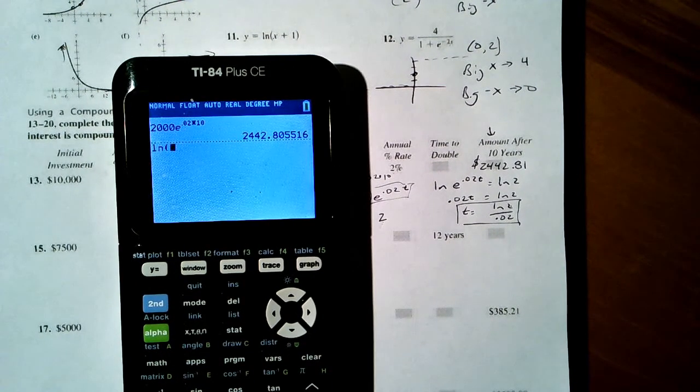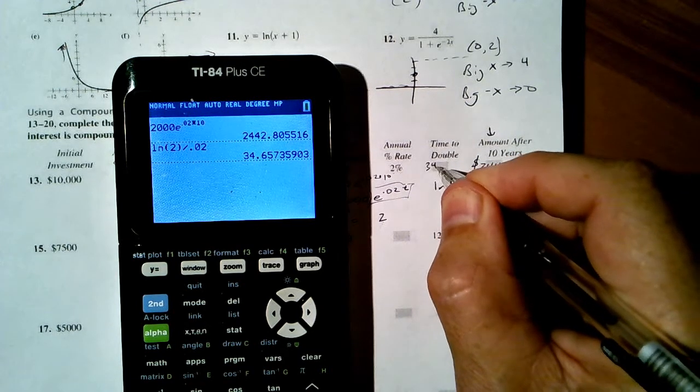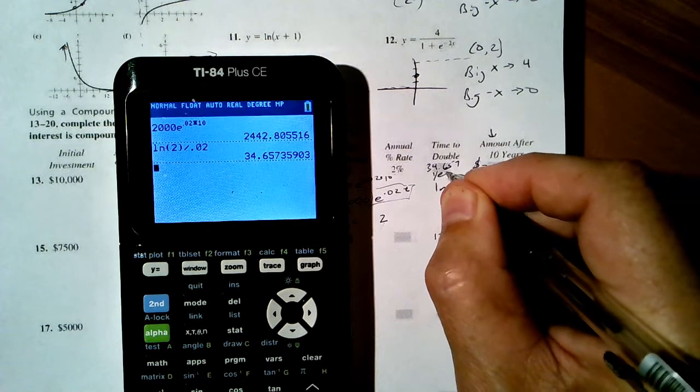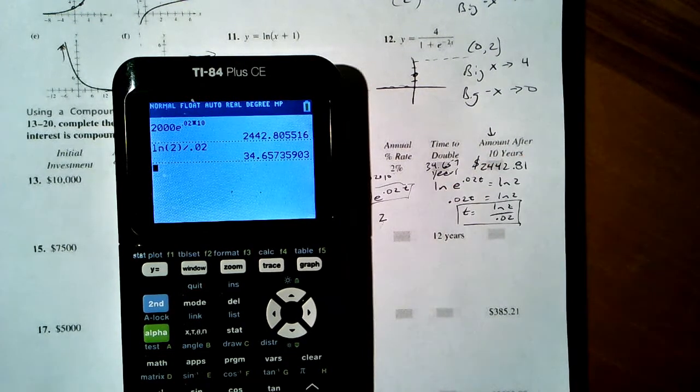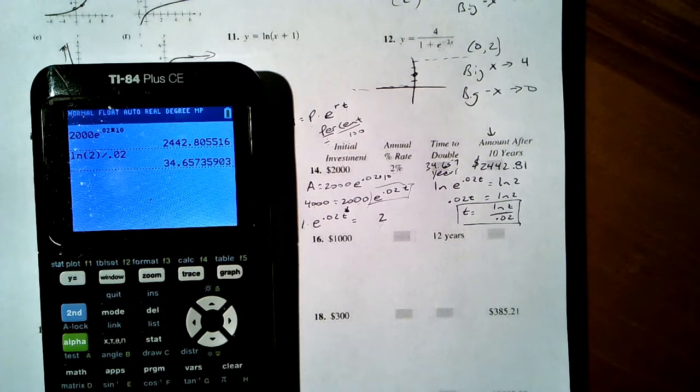So let's go ahead and grab that one. ln 2 divided by 0.02. And we've got, it takes quite a while, 34.657 years. A little bigger challenge if they want it in days and months, but we can do it.